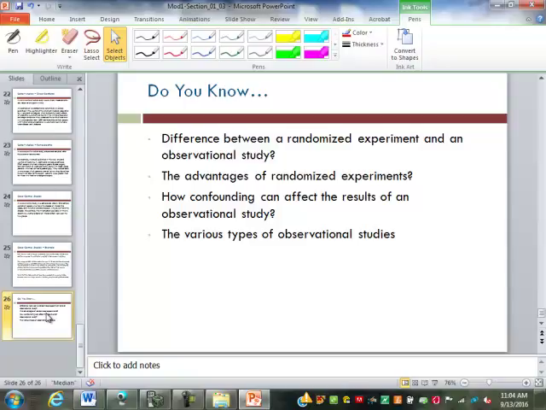Then, of course, there are different types of observational studies. And again, you don't have to worry about memorizing the different types of observational studies, because that's not something we're going to be really detailed on. We're not going to test on that.